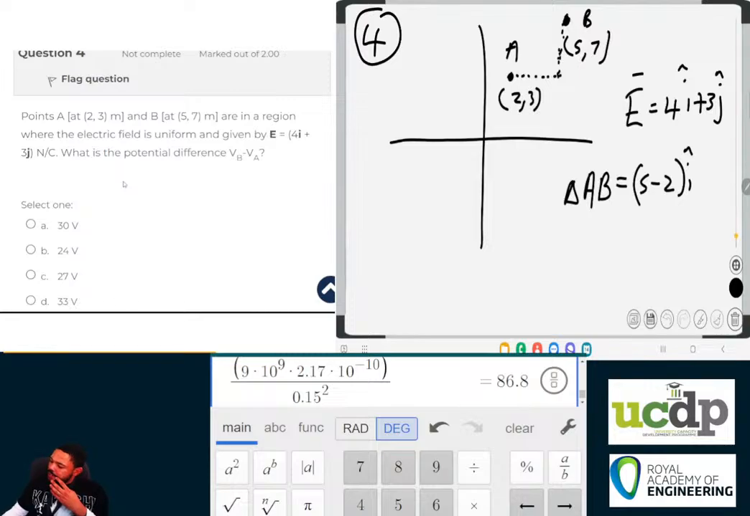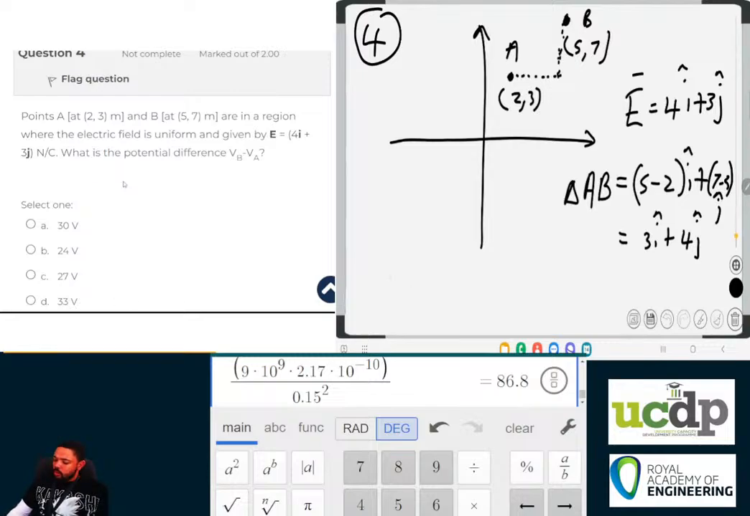So to get this distance in the i hat direction, we do 5 minus 2, which is 3 in the i hat direction, plus the distance in the j hat direction, which will be 7 minus 3, so 4 in the j hat direction. That gives us 3i plus 4j. So there we have a vector describing the path we need to take from A to B.